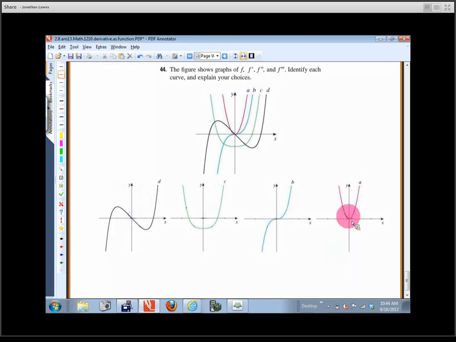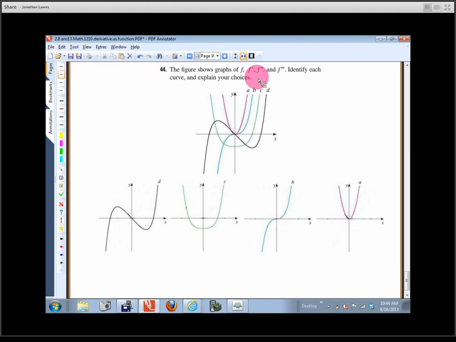And what we want to do for this is, it says the figure shows the graphs of f, f prime, f double prime, and f triple prime. So I've got a function and then 3 of its derivatives, but it doesn't tell me which order they go in. So we want to figure out which one's the original function, and then which one is the first derivative, second derivative, third derivative, and so forth. Okay?